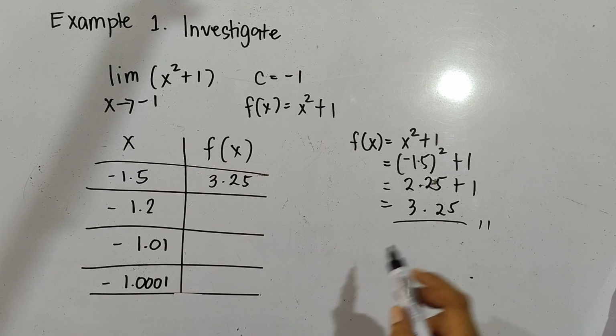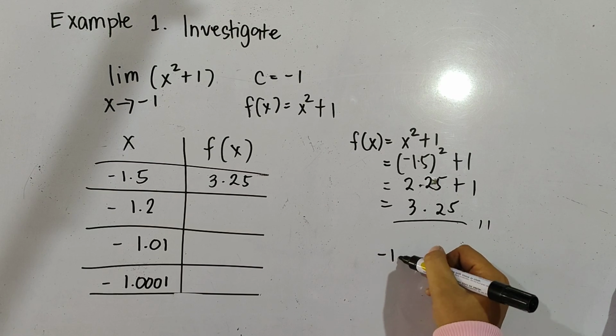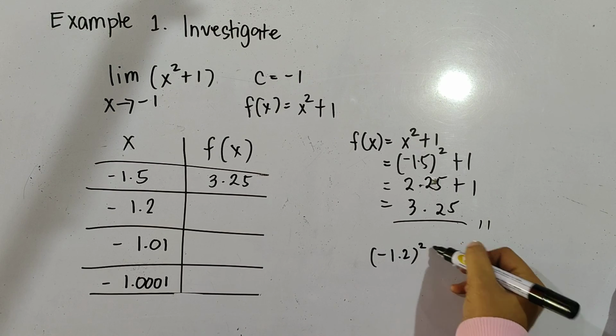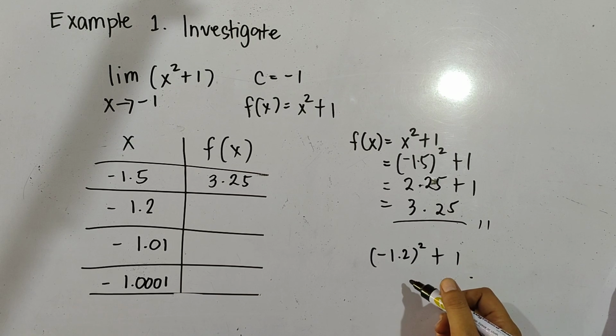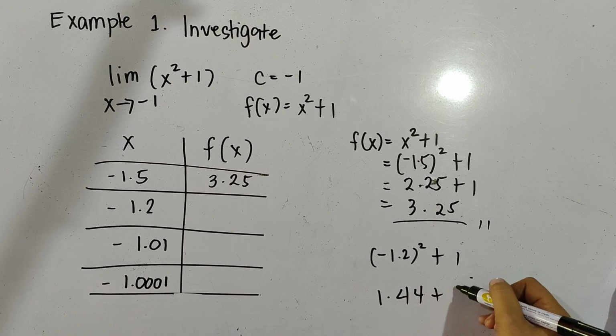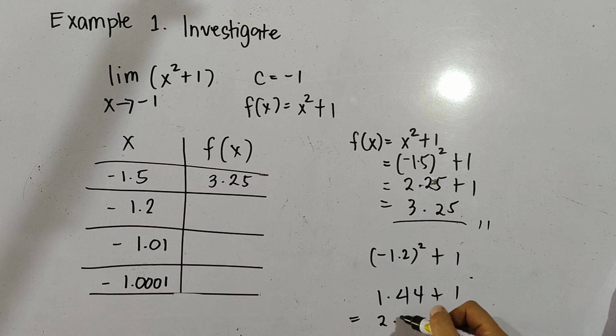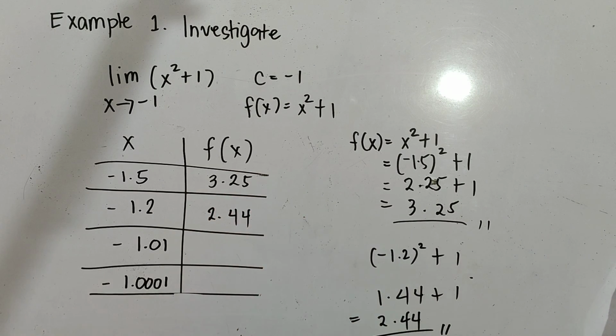How about if our x is negative 1.2? So, negative 1.2 raised to the power of 2 plus 1. Negative 1.2 raised to the power of 2 is equal to 1.44. Plus 1 is equal to 2.44. The value of our f of x is 2.44 if our x is negative 1.2.